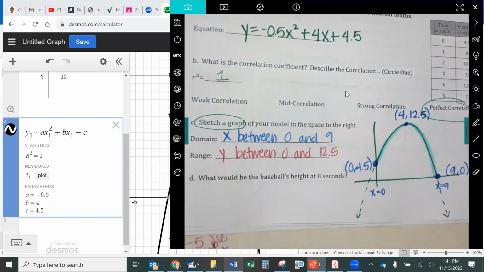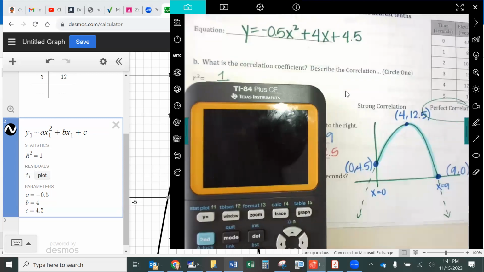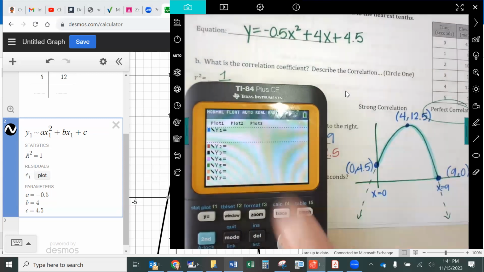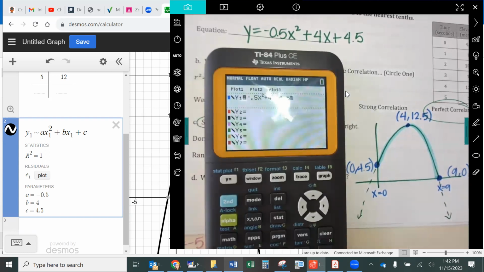Okay. Last little bit of this we did last class. It says, what would the baseball's height be at 8 seconds? Go into your calculator, please. And I want you to type your equation in right here. So negative 0.5 x squared plus 4x plus 4.5. And then once you have that typed in, remember you can just go to your chart, look up the number that you want, and whatever the number is with that, that's your answer. Okay, but you have to be able to write the equation using your computer thing and then put it into the calculator.